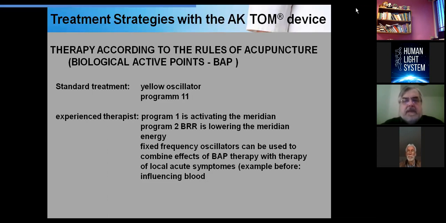I already told you that the standard treatment in acupuncture is realized with program 11, and program 1 is activating the meridian energy, and program 2 is lowering the meridian energy. Program 2 is used by running the program 1 minute and then leaving the oscillator on the place at minimum 30-40 minutes, but you can leave them up to 2 hours. Then you must rerun the program 2, because under the influence of your treatment, the system has changed, and you must repeat the registration of the information.